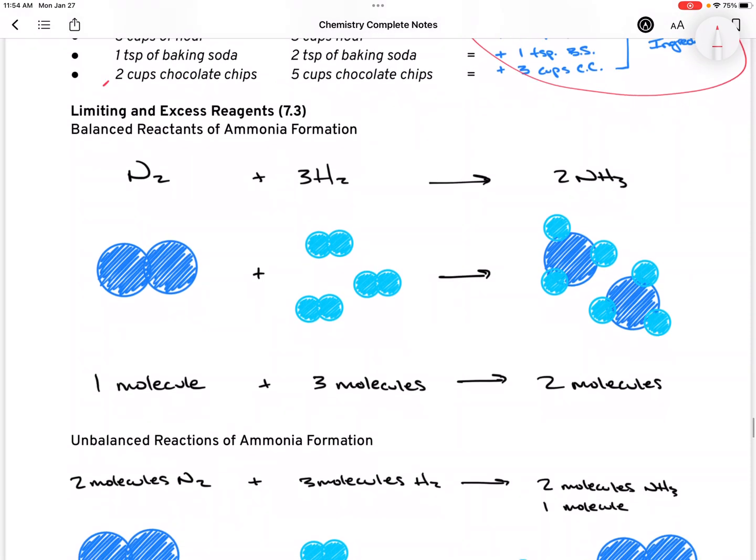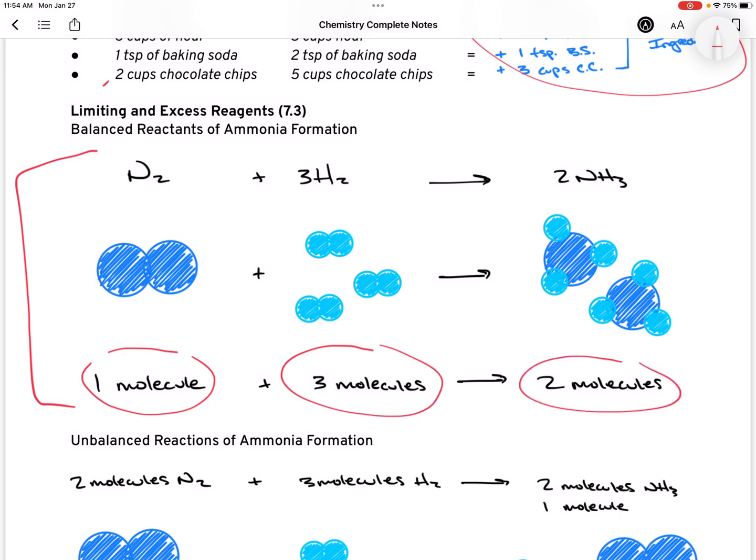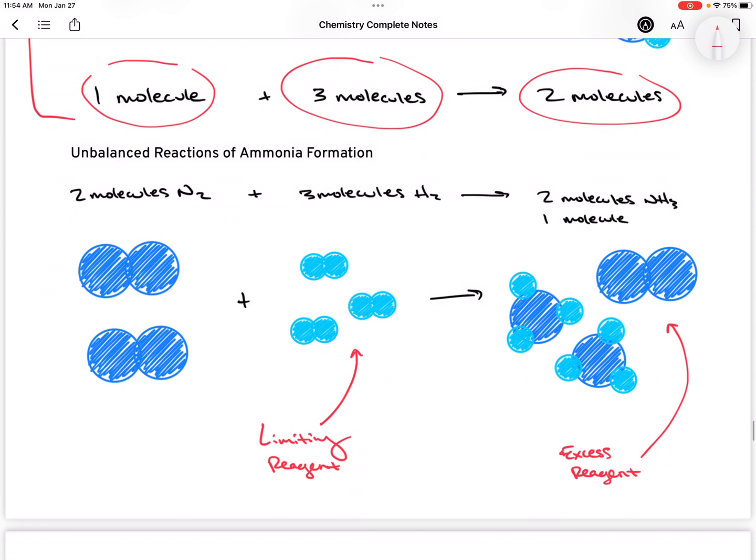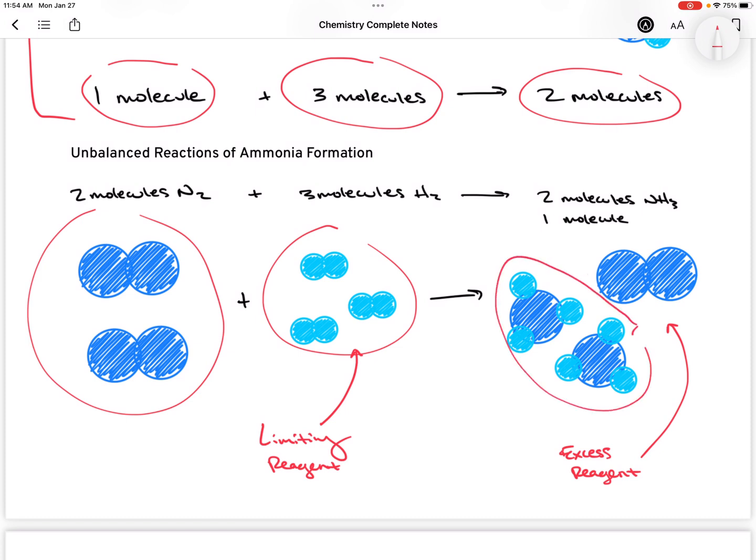Right here is our example of a balanced chemical reaction. In the lab, it's not always going to be all perfect like this. We're not going to magically have every 1 molecule matching up with 3 molecules to make 2 molecules of NH3. We don't live in a perfect world where everything lines up ideally. What really exists is something like this: we have 2 molecules of N2 and 3 molecules of H2, and we want to know how much we can make. From our example, we can make 2 molecules of ammonia, but then we're left with 1 molecule of N2.